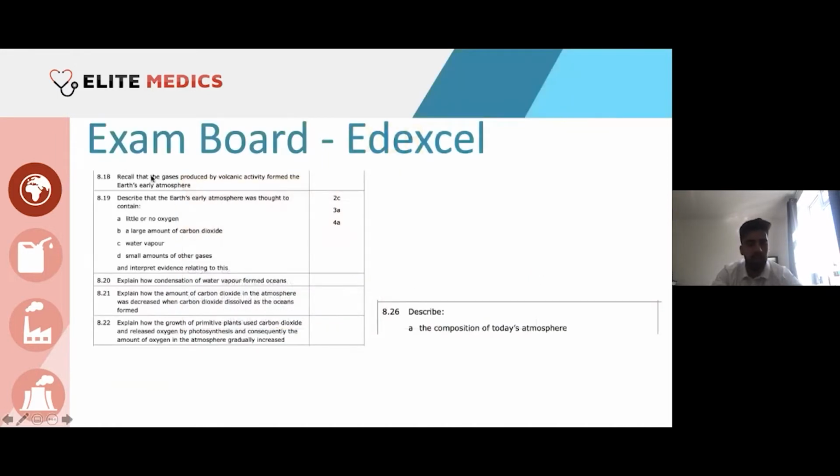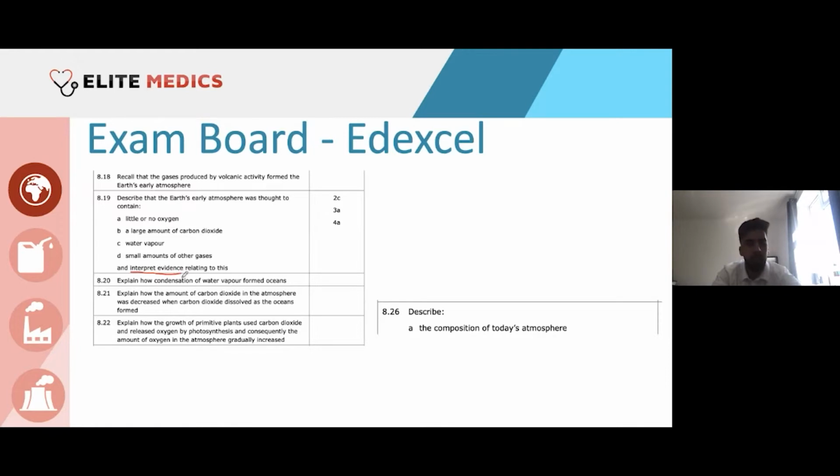Edexcel, again, very similar things, looking at gases produced by volcanic activity, the Earth's early atmosphere thought to contain little or no oxygen, large amounts of CO2, water vapor, and small amounts of other gases, and you need to know the evidence. So notice how a lot of them are talking about interpreting the evidence.